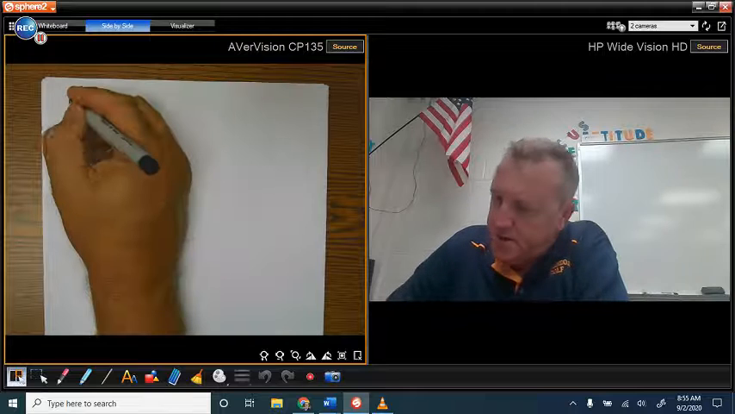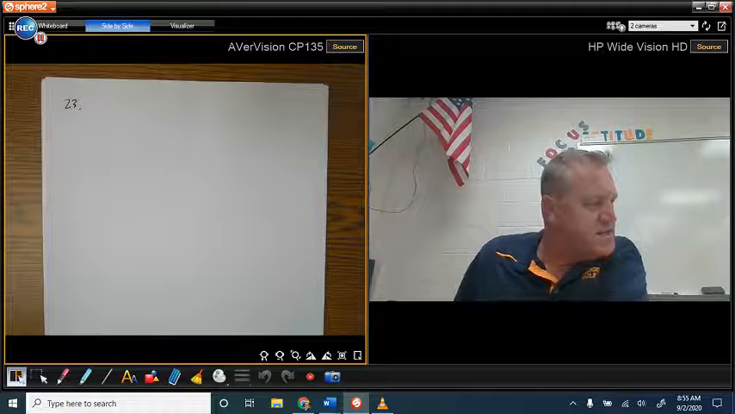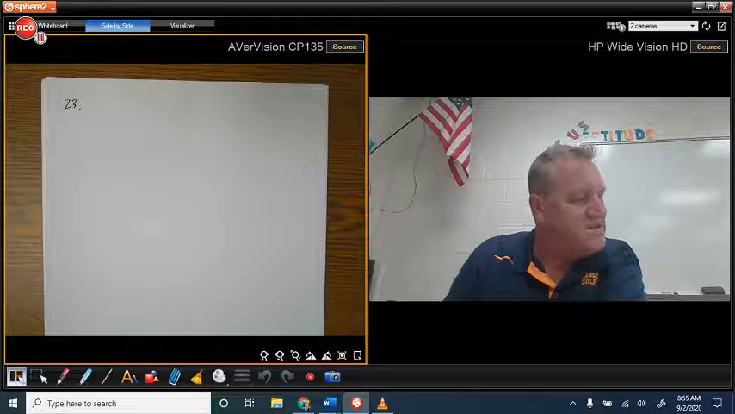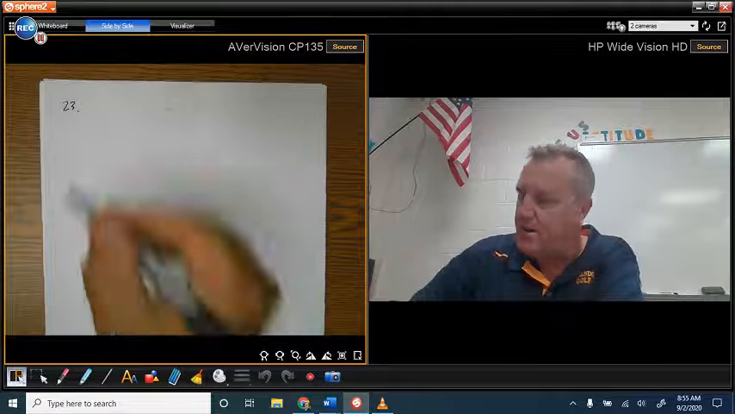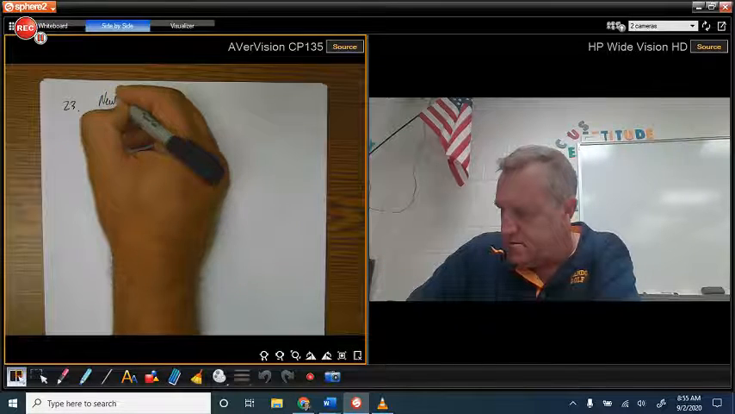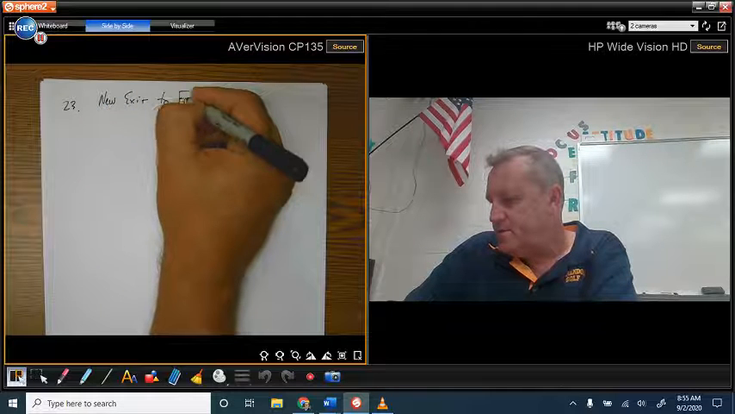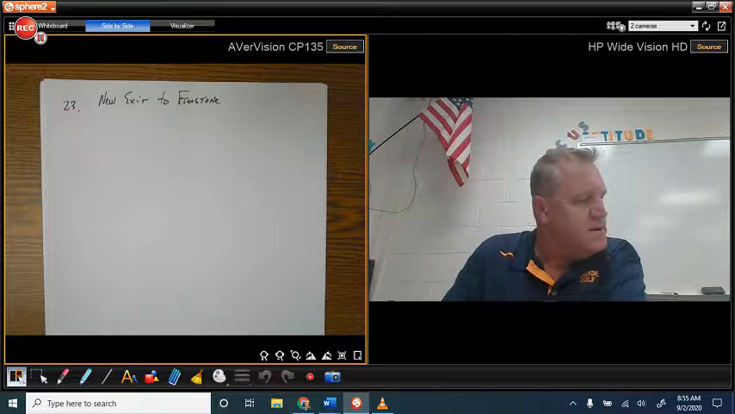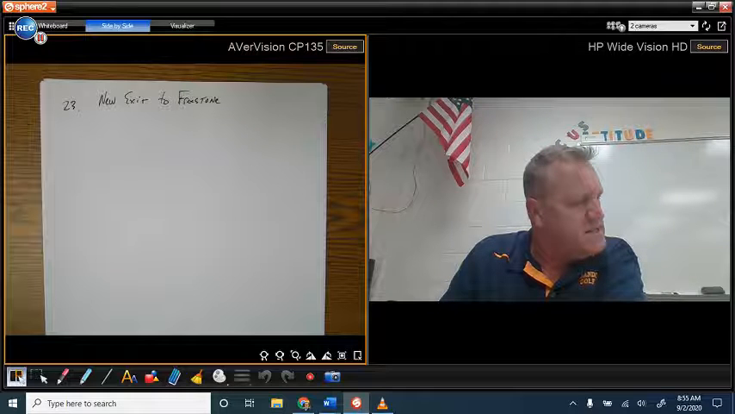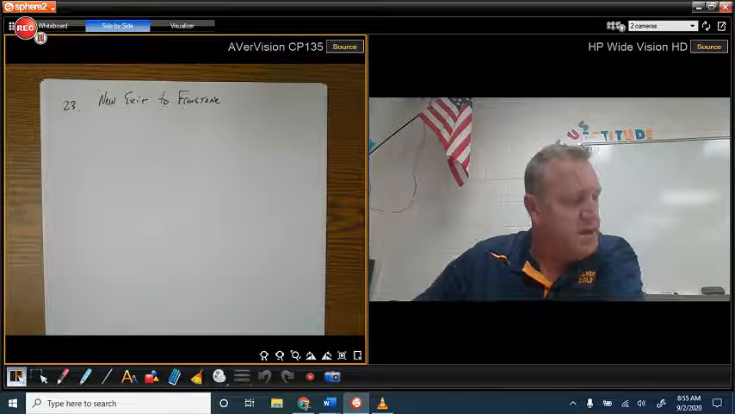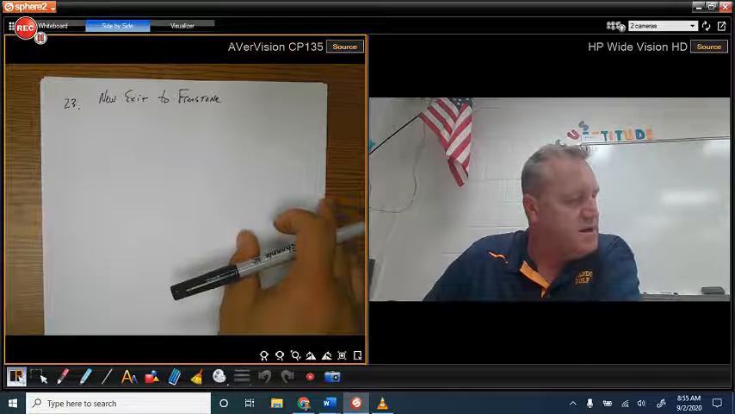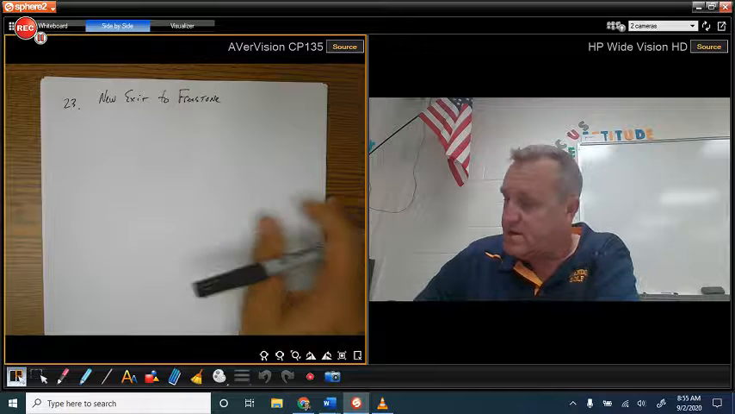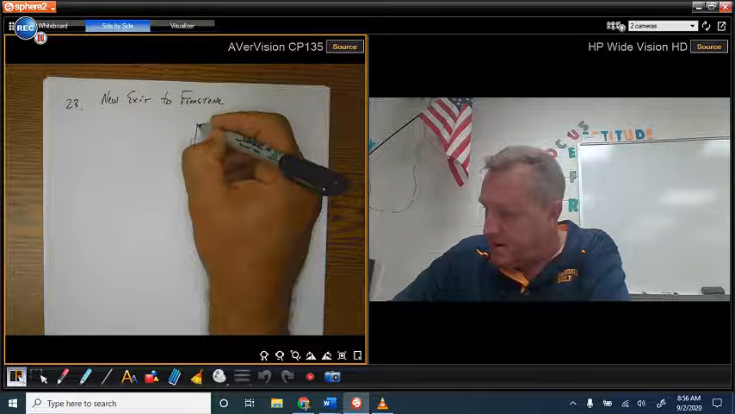All right, so 23. Number 23 says, the sign shows the distances from a rest stop to the exits for different towns along a straight section of highway. The State Department of Transportation is planning to build a new exit to Freestone at the midpoint of the exits for Roseville and Edgewood. When the new exit is built, what will be the distance from the exit for Midtown to the exit for Freestone? Okay, makes sense. All right, so I'm going to recreate a diagram here.